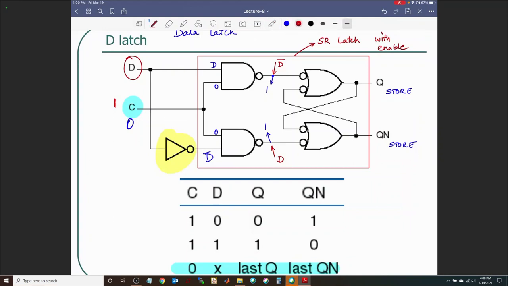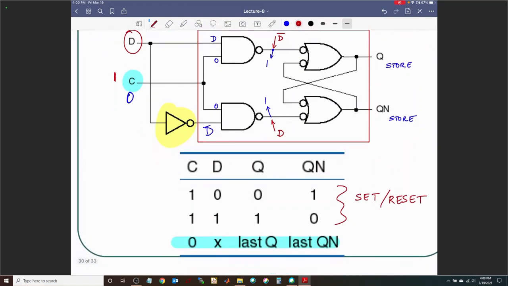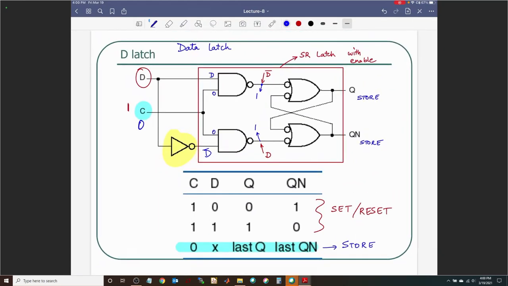So with this, you get set or reset functionality. And with this, in blue, you get the store. So you're still able to achieve all those objectives. Make one, store it. Make zero, store it. You can still do that.